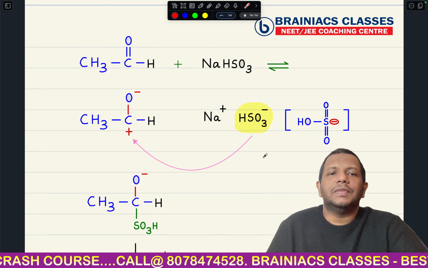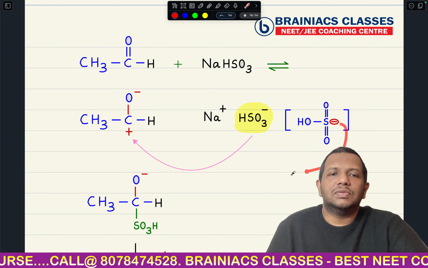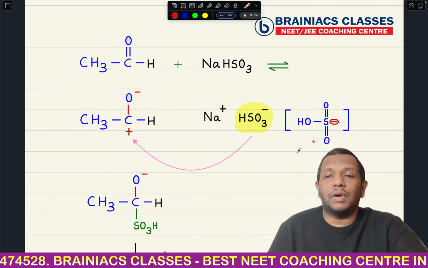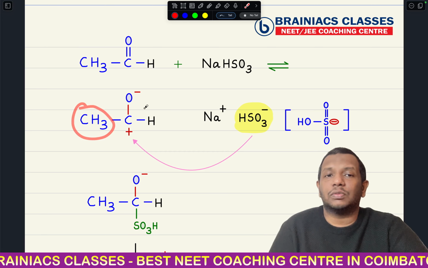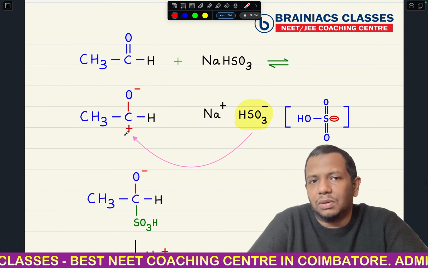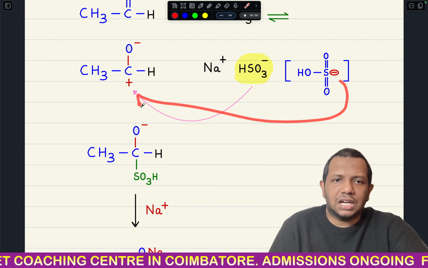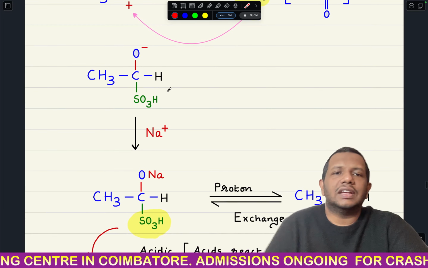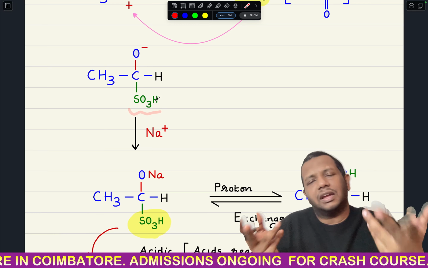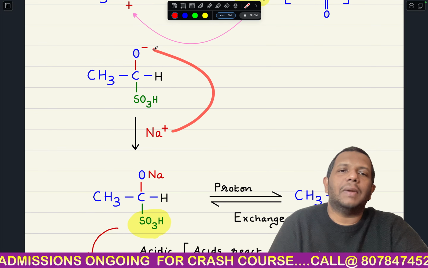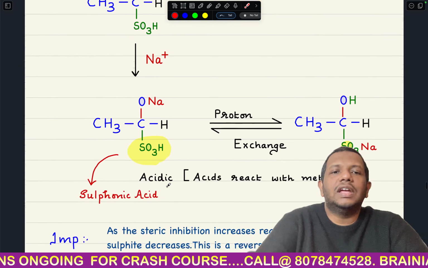So what will happen? This negative charge will move towards the positive charge, and just now we have learned that this nucleophile will not react with a ketone because of the steric repulsion. Okay, so here it is an aldehyde, so it will come and attack the positively charged carbon. So you will get something like this initially, a tetrahedral intermediate. Again the concept mechanism remains the same. Again Na plus will come and attack the O minus, and you will get a compound like this.